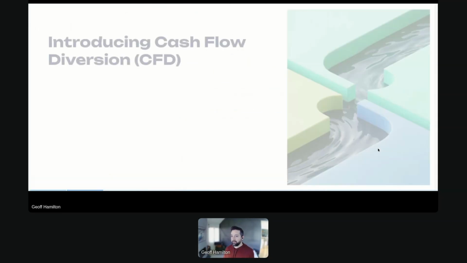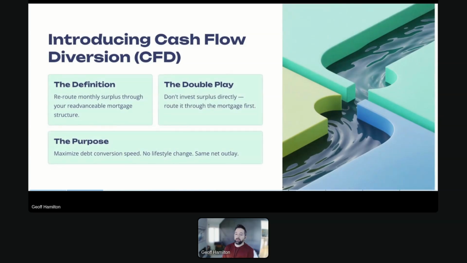All right. So introducing cash flow diversion, or CFD for short. The definition, basically, is that you're rerouting your monthly surplus through your readvanceable mortgage structure. That's a really complicated way of saying that if you have extra cash to invest, you can reroute it through your mortgage. Say you have $100, you can put your $100 through your mortgage structure and borrow it again through the HELOC.